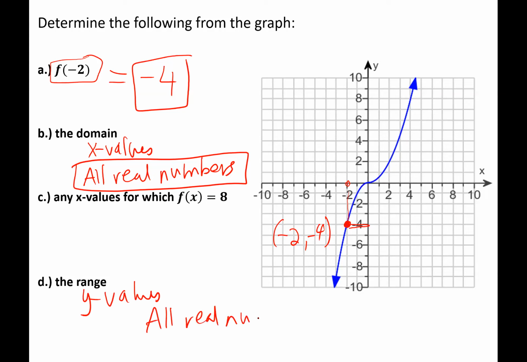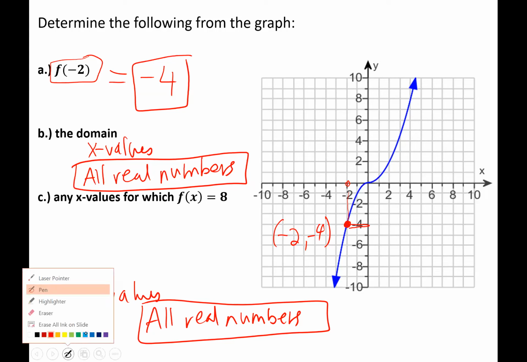It literally goes on forever. Okay, so that's different. We can't make a list. I can't make a nice diagram of that. If I tried to list everything in the domain, I would just never be done. Okay, so our domain and our range for this graph, all real numbers. Let's look at our last question, which we skipped. I'm doing it out of order.